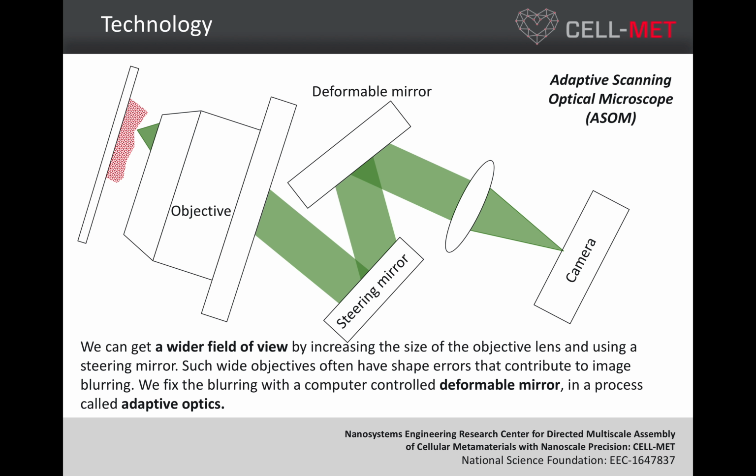So this is the ASOM. Basically, we get a wide field of view through increasing the size of the objective, which is combined with the stereo mirror. So with a certain tilting angle of the mirror, you can focus the light onto different positions of the object. In this way you can scan over the whole area of the object.